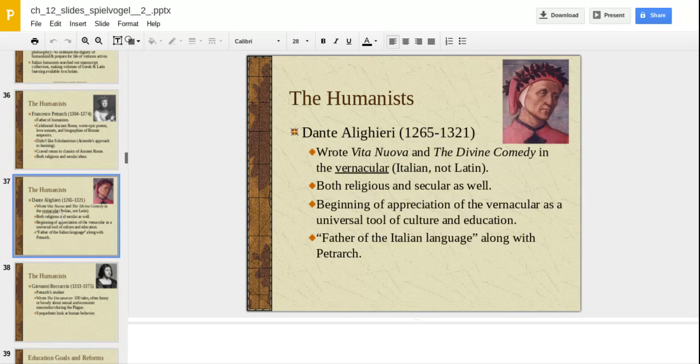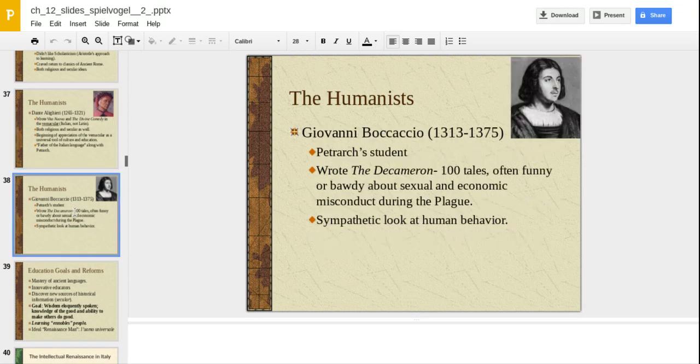Another humanist, Dante Alighieri, who rewrites these famous Roman works, Vita Nuova and the Divine Comedy, in vernacular Italian, not Latin, so that the common people can read it. He too is both religious and secular. And he puts forth the first appreciation of vernacular, the common language of an area, as a universal tool of culture and education, that we can educate more people if we do it in their native tongue. He's also known as the father of the Italian language, along with Petrarch as well.